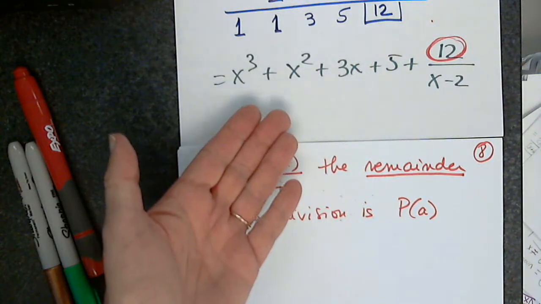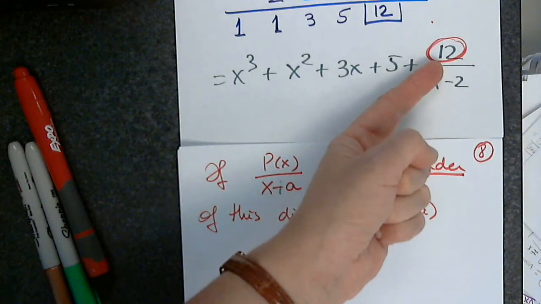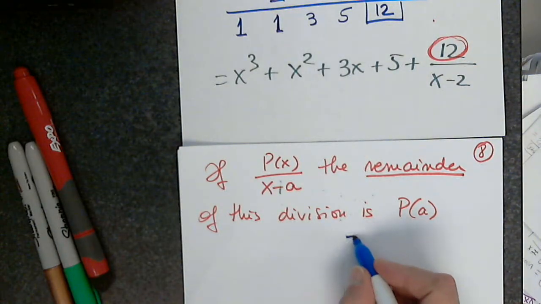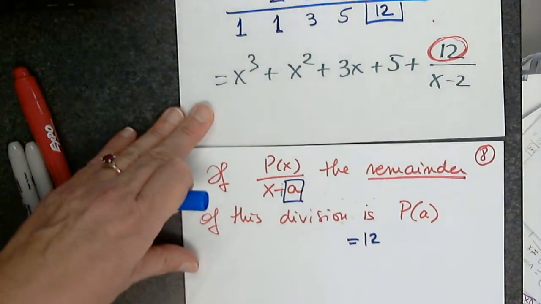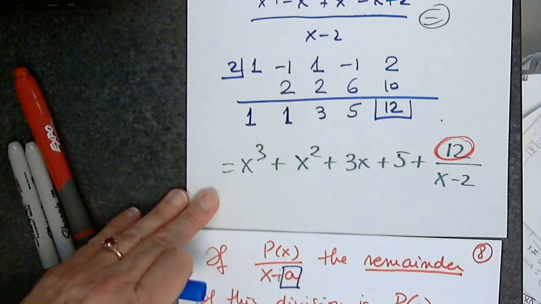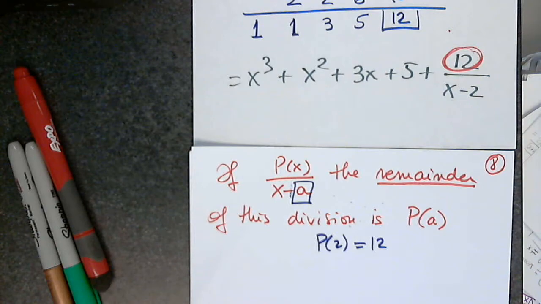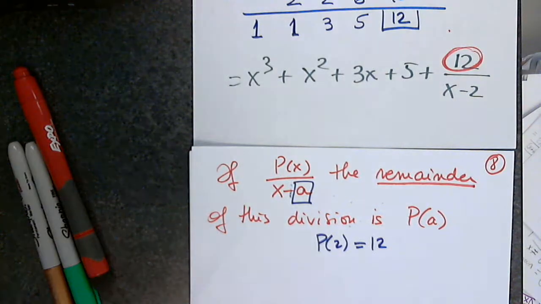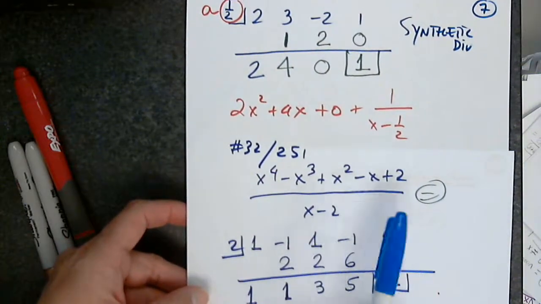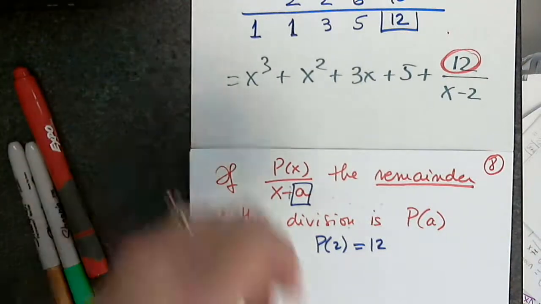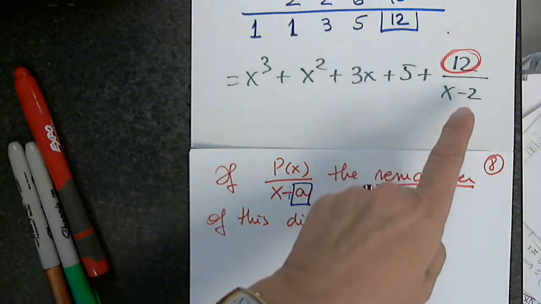I want to check here. I will not check the whole thing unless you want to, but I want to check this. So what should P of 2 be? I claim that by the remainder theorem, because I have this division already determined, the quotient and the remainder, using synthetic division, when I plug in 2 in this polynomial, I get 12. If I don't, something is wrong.